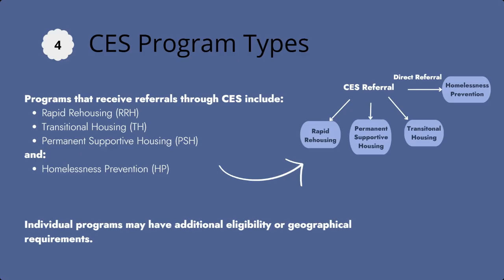Common eligibility requirements for these programs include meeting the definitions of literal homelessness we previously discussed, such as being on the streets, in a shelter, or fleeing domestic violence. Permanent supportive housing programs also include eligibility requirements to have a disability and at least 12 months of homelessness over the last 3 years. Homelessness prevention is for individuals and families at risk of experiencing homelessness. Eligibility requirements for these programs include having received a written notice that they must vacate their housing within 21 days. Individual programs may also have additional eligibility or geographical requirements.